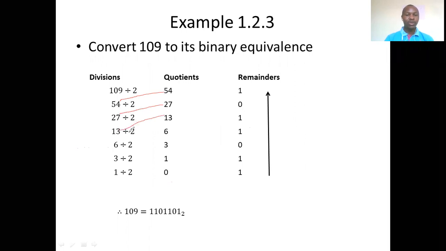Next, we divide 13 by 2, we get 6, remainder 1. Next, we divide 6 by 2, we get 3, remainder 0. Next, we divide 3 by 2, we get 1, remainder 1. Next, we divide 1 by 2, we get 0, remainder 1. And we now take these numbers from the bottom going up. So that means 109 to base 10 is now equivalent to 1101101 to base 2. That's how you do the conversion for integer decimal numbers to binary numbers.